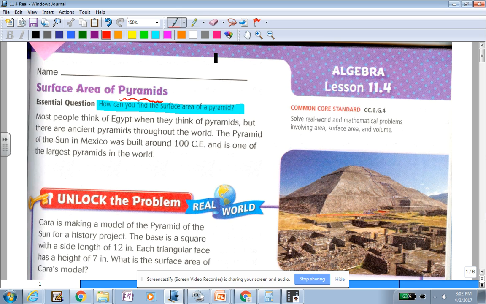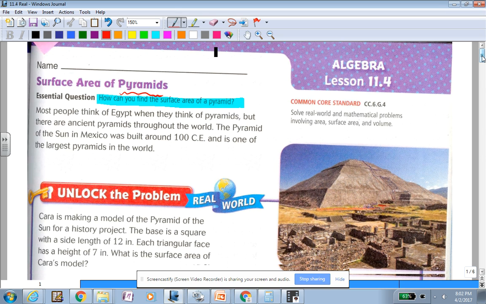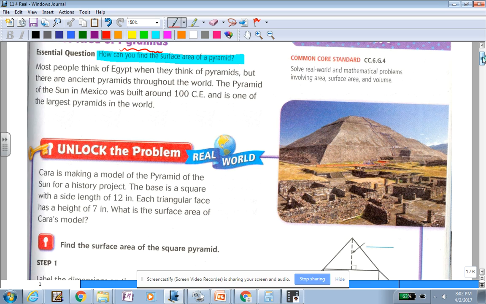Now, the Unlock the Problem says that Kara's making a model of this Pyramid of the Sun for her history project. The base is a square with a side length of 12 inches, and each triangular face has a height of 7 inches. What is the surface area of Kara's model? Now, I think we should underline what the question's asking us to find. What's the surface area of Kara's model?